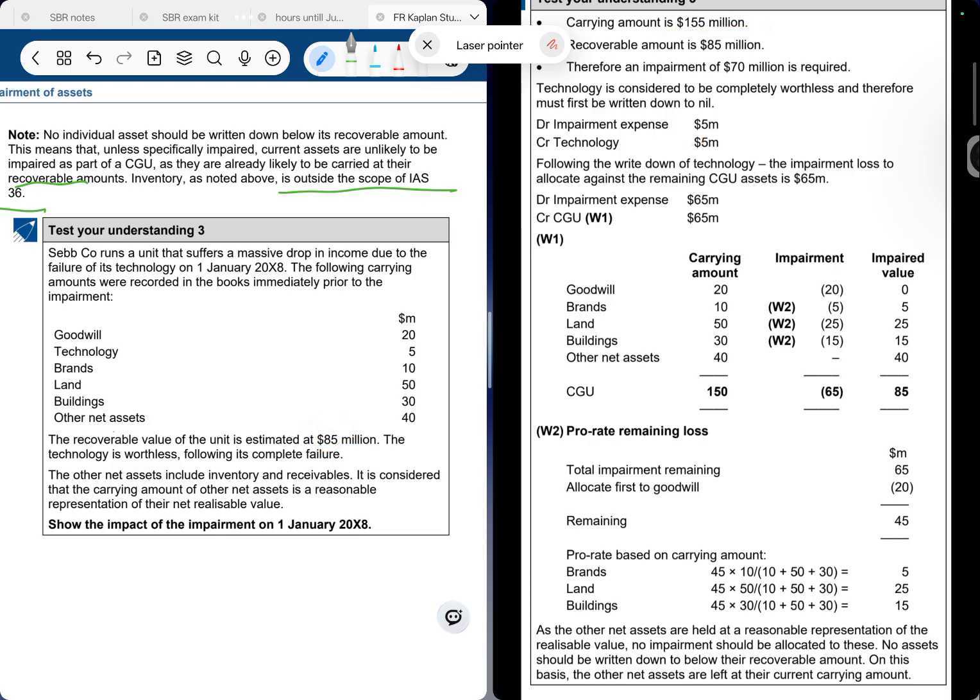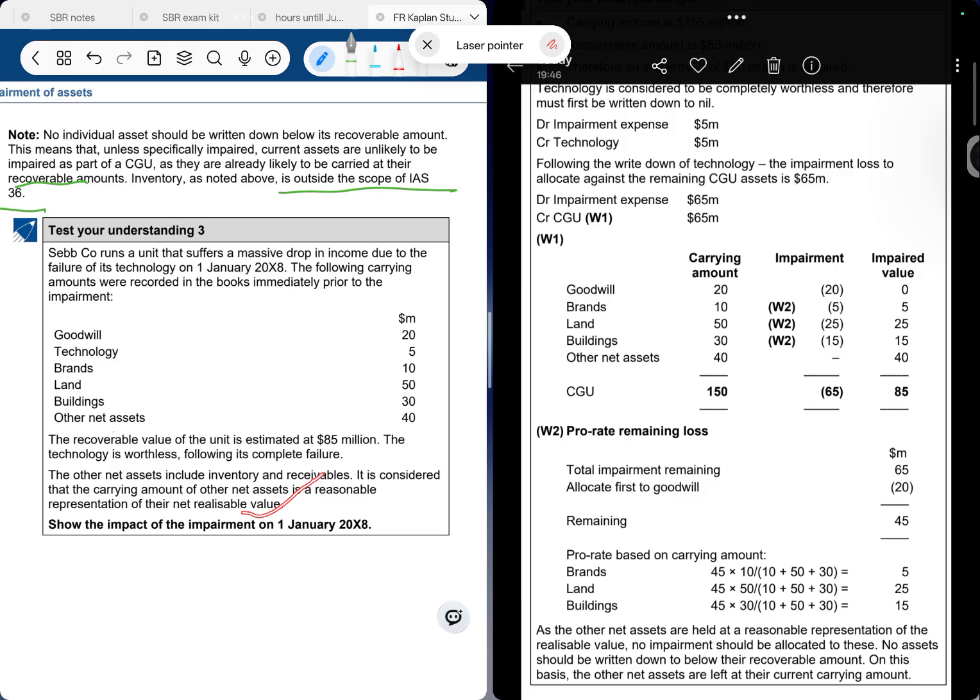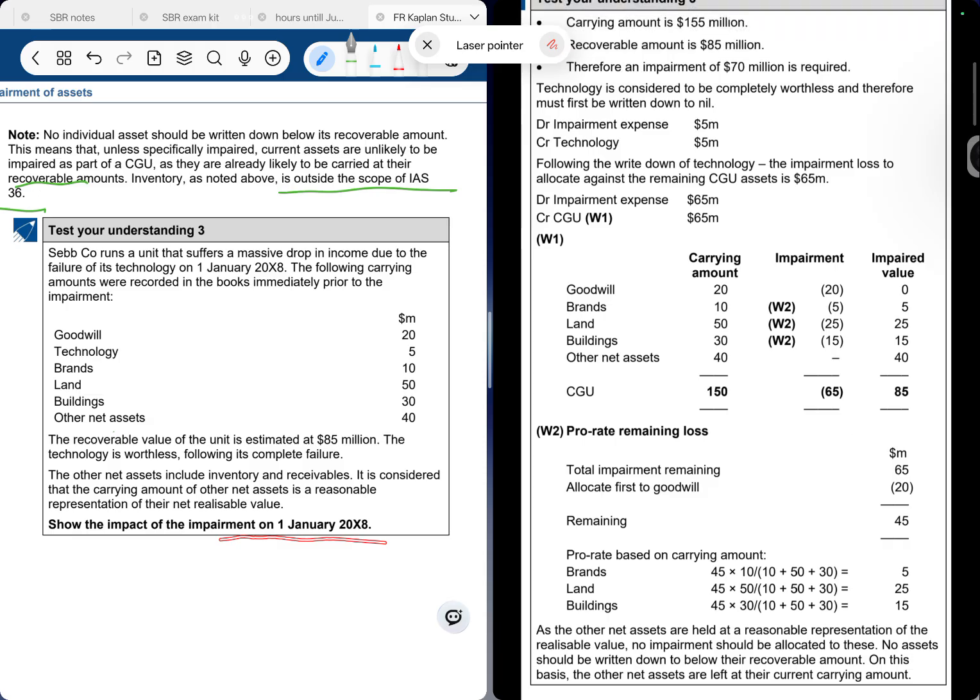The technology is worthless. तो टेक्नोलॉजी तो काम का ही नहीं है, इसको तो हम लोग पूरा हटा ही सकते हैं along with goodwill. The other net assets included in inventory and receivables, it is considered that the carrying amount of other net assets is a reasonable representation of the net realizable value. So, in other words, they are telling us that the other net assets are your current assets. They cannot be written down below their net realizable value. So, we have to show the impact on 1st January 2018. It's an easy sum, very simple.